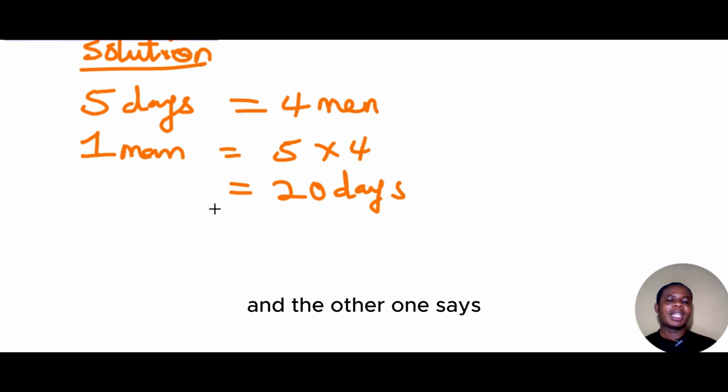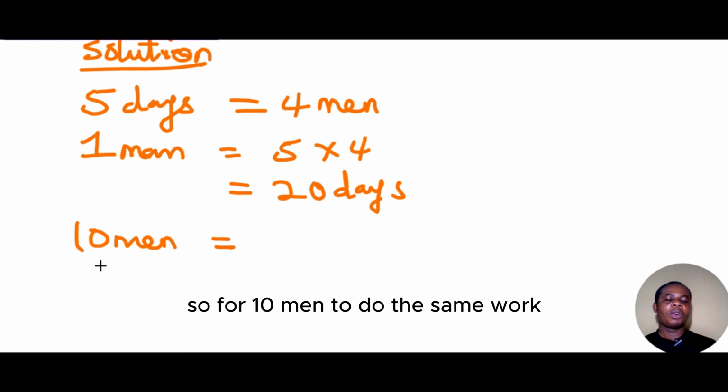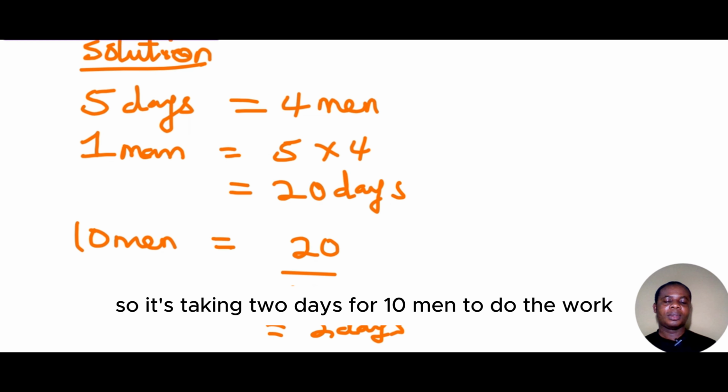And the other one says, how long will it take 10 men to do the same work? So for 10 men to do the same work, we only just divide 20 by 10, and that's what? 20 divided by 10, and that gives you 2 days. So it's taking 2 days for 10 men to do the work.